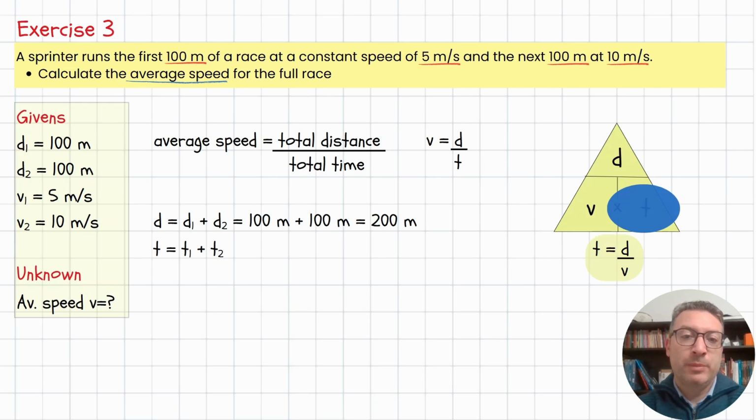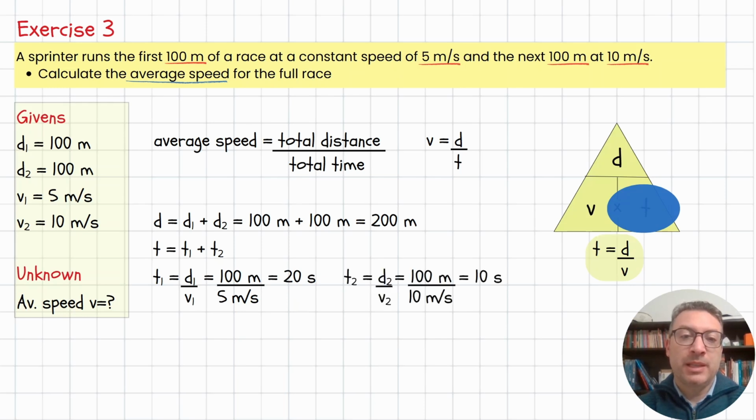We can use this formula to calculate both time intervals. t1 will be d1 over v1, and that is 100 meters divided by 5 meters per second, which results in 20 seconds. We can do the same thing to find t2, and the result is 10 seconds instead. So the total time is then 30 seconds.